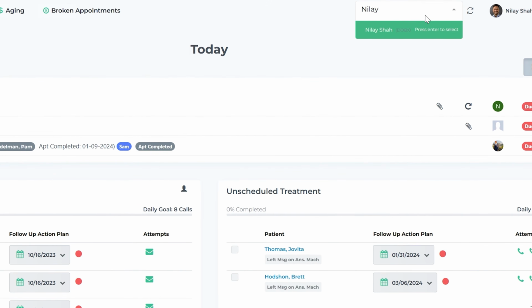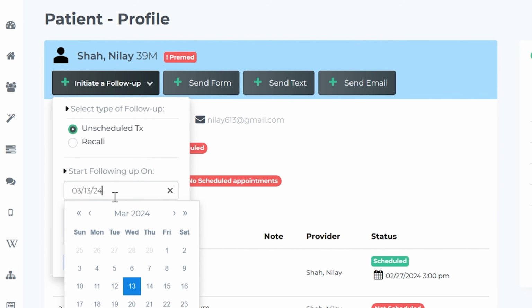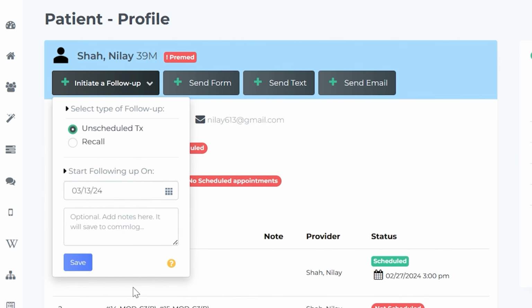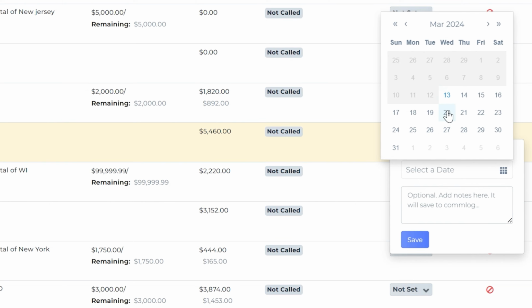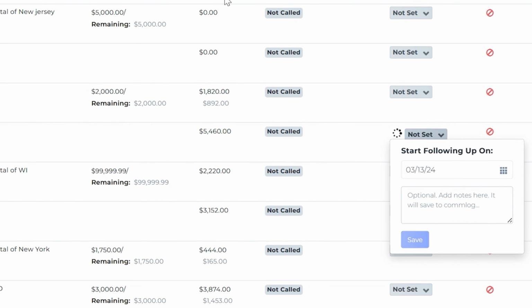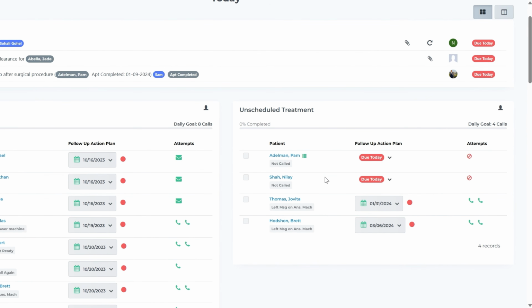If you're using Teamio, you can do this easily via their patient profile page by looking up a patient and setting up a follow-up, or from the unscheduled treatment page and setting up reminders that way, so your team knows exactly who needs to be followed up on when they log in.